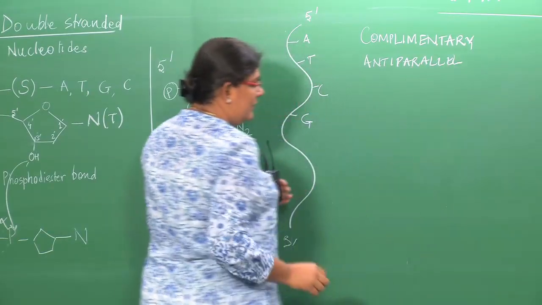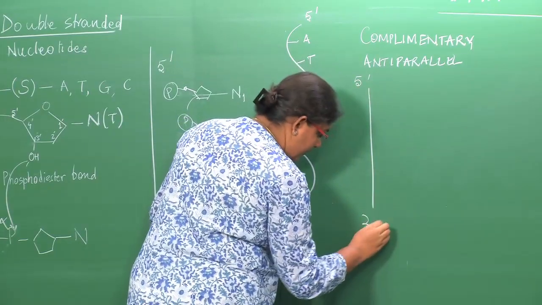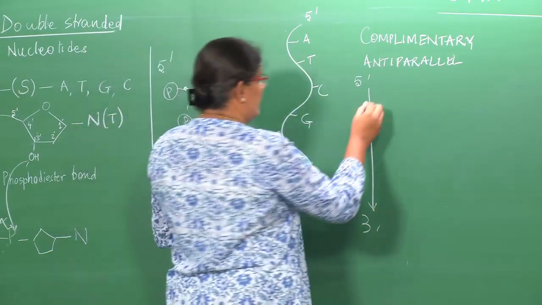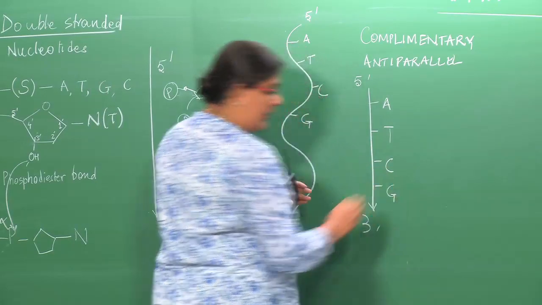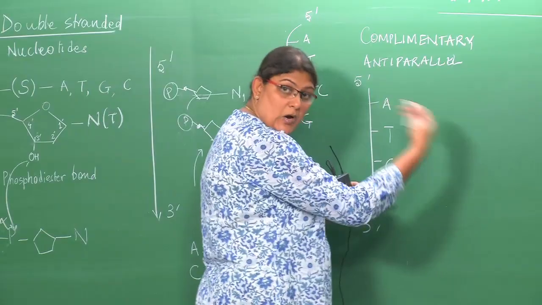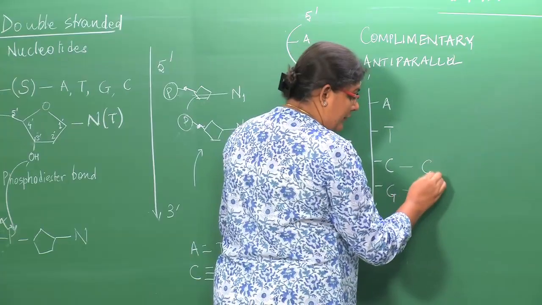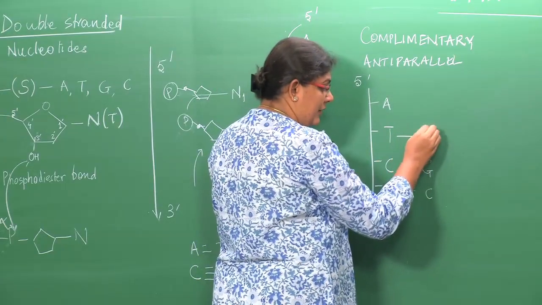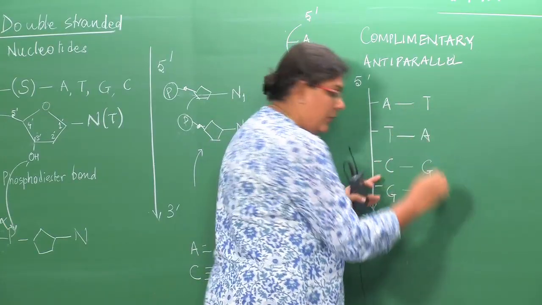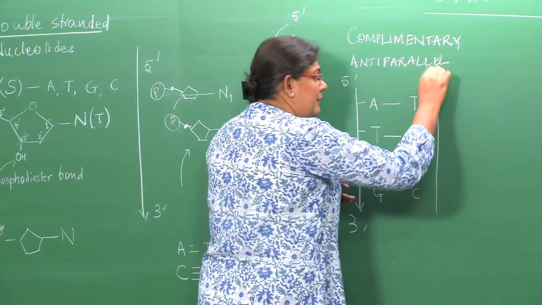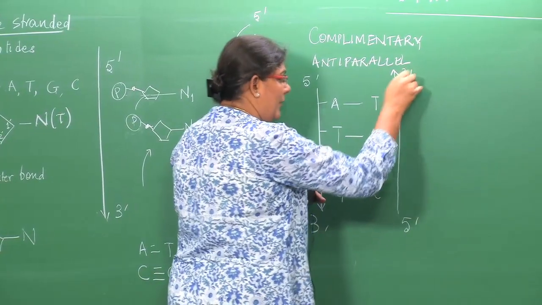Right. So, for simplicity's sake, let us say this is one strand which is going 5' to 3' with this sequence A, T, C and G. Then this complementary strand at this position will have a C, at this position will have a G, at this position will have an A, and here it will have a T. And the sugar phosphate bond which holds it together will be going in the opposite direction, 5' to 3', right.